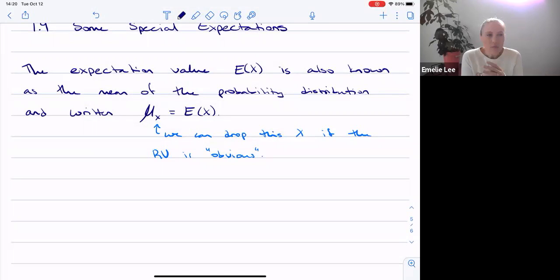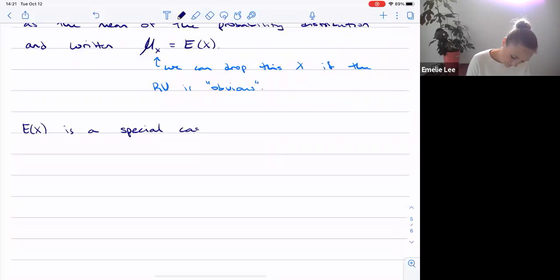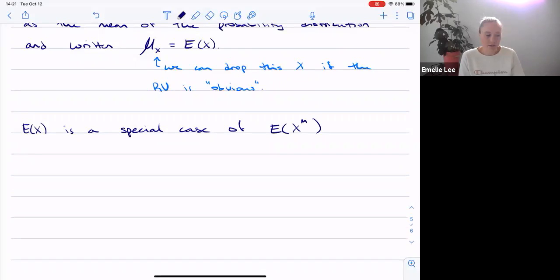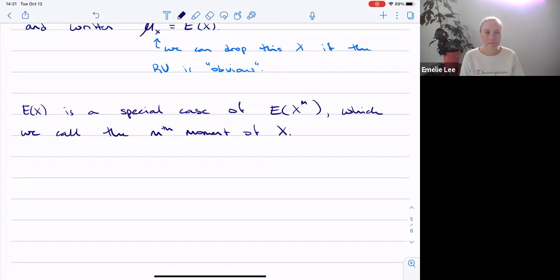So the expected value of X is a special case of the expected value of X to the power of m. Okay, and that's a special expectation value. So E of X is a special case of the expected value of X to the m, where m is 1. The expected value of X to the m is called the mth moment of X.